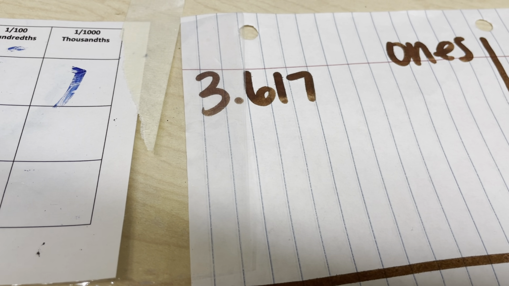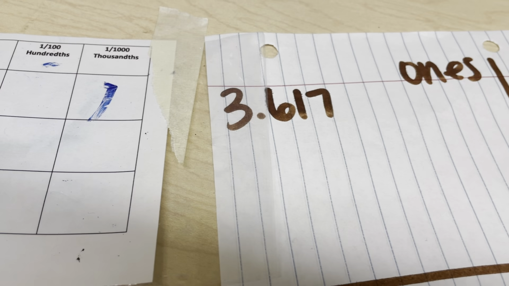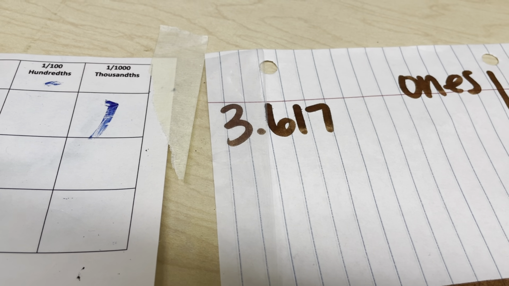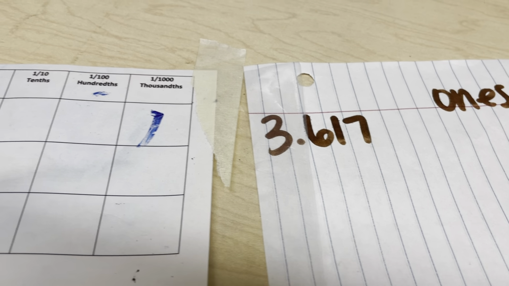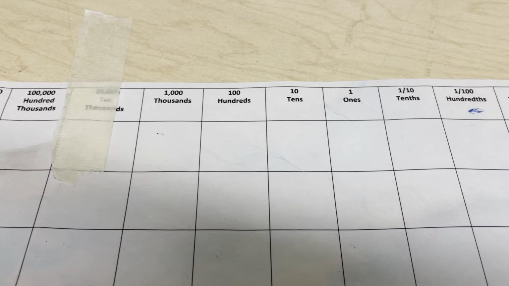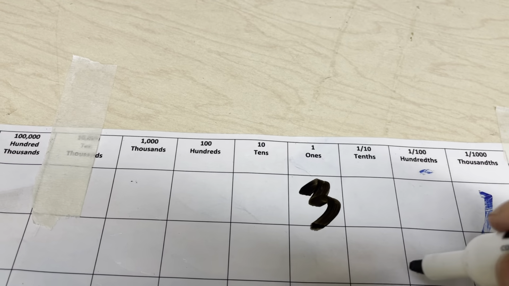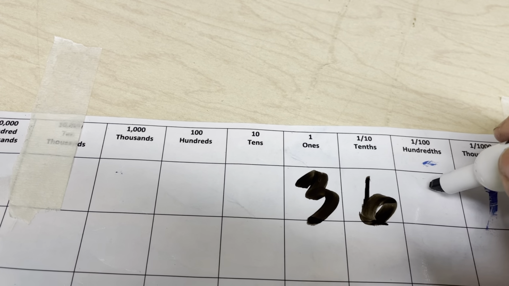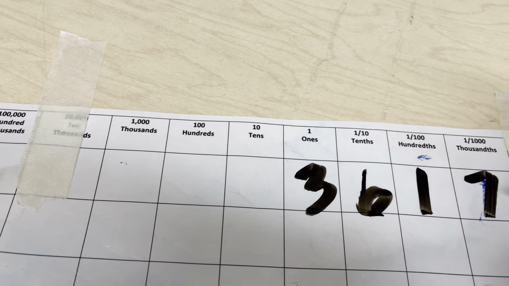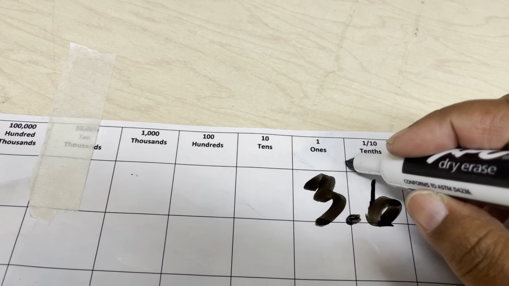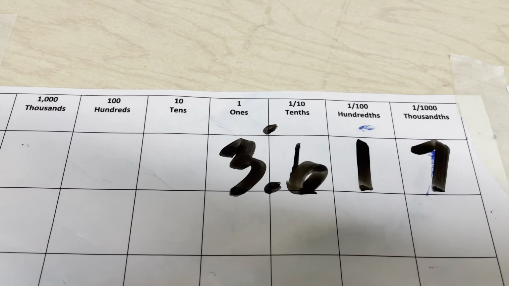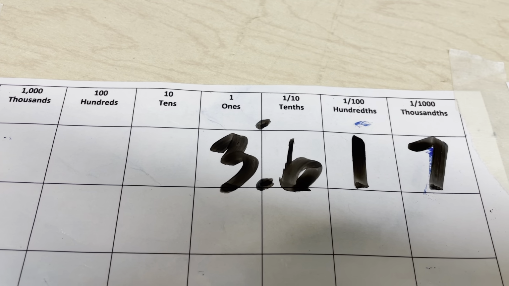We're gonna round that first to the nearest ones place. So the first thing I'm gonna do is put that number on my place value chart. As you can see, I have a 3 in the ones place, 6 in the tenths, 1 in the hundredths, 7 in the thousandths, and my decimal point goes right there. Okay, so I'm gonna round that to the nearest ones place.